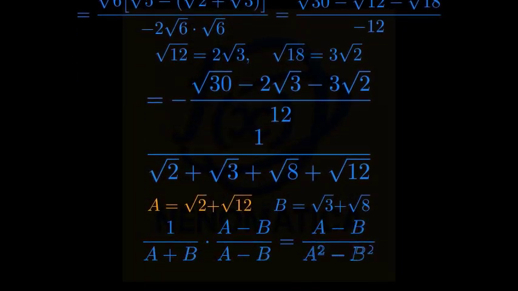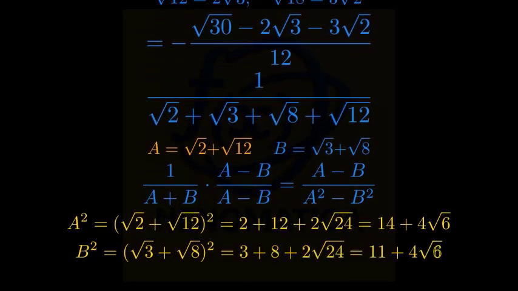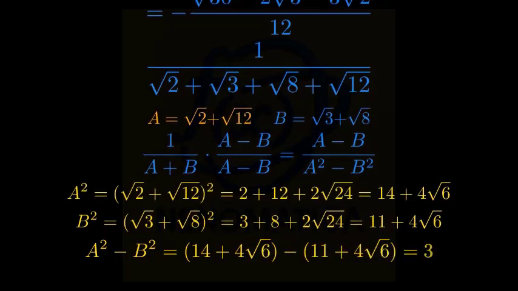Multiply by the conjugate A minus B. Then the denominator becomes A squared minus B squared. Compute A squared, that is 2 plus 12 plus 2 times square root of 24, which simplifies to 14 plus 4 times square root of 6. Compute B squared, that is 3 plus 8 plus 2 times square root of 24, or 11 plus 4 times square root of 6. The difference A squared minus B squared equals 3, a rational number.